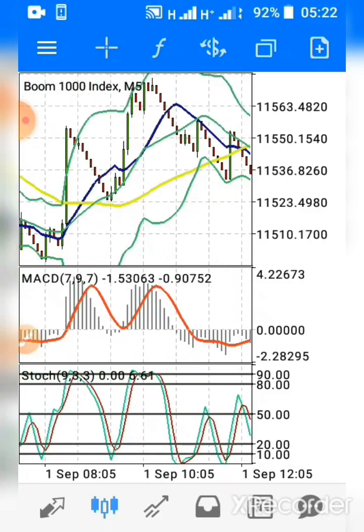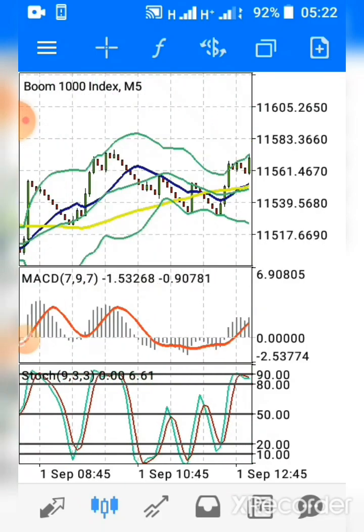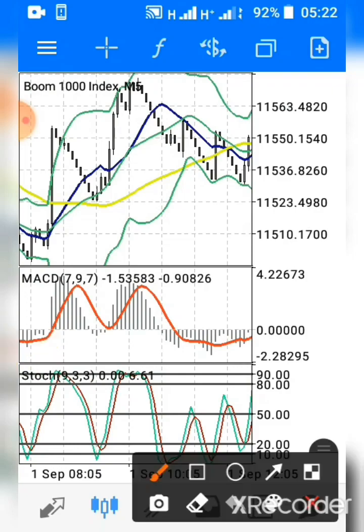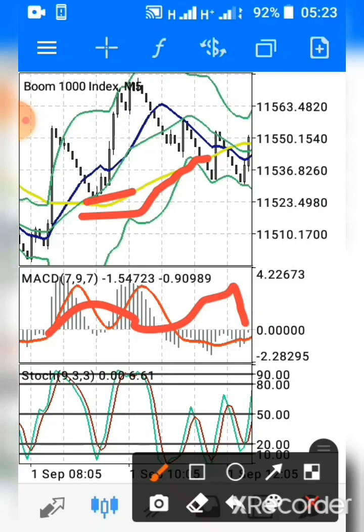Let's look for some more opportunities here. Yes, here's another example. The MACD was facing upwards, as you can see there. Our second condition, the yellow line was below the middle green line.